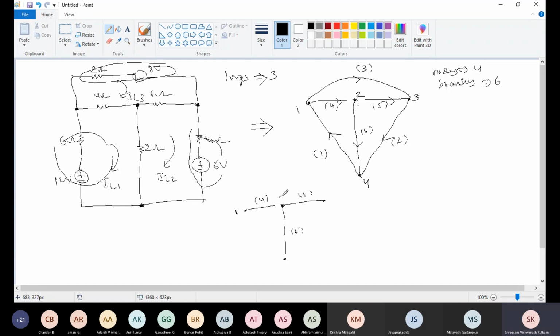This is 1, 2, 3, 4. All the nodes are covered. This is my tree. For writing the Tieset matrix, first we need to consider any one of the trees. I am considering this tree, that is the tree with branches 4, 5, 6. Fine. Now tell me what we are going to call those branches of a tree. Twigs. Okay.